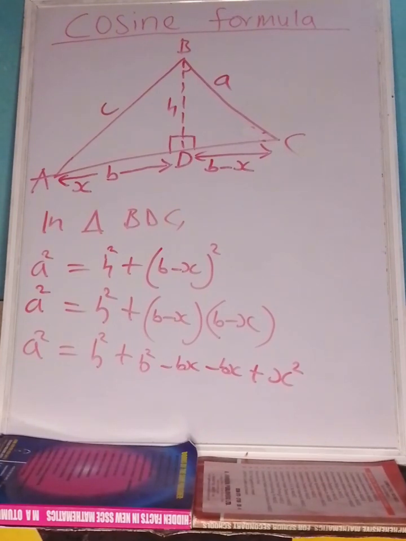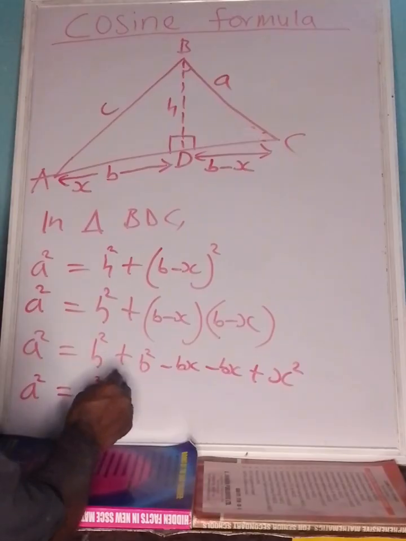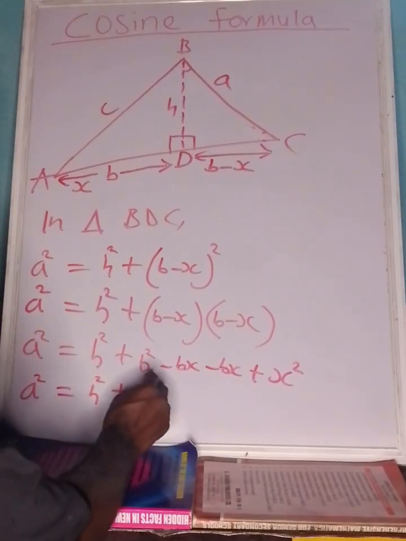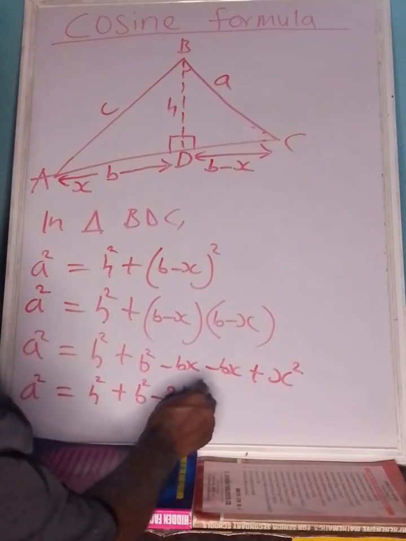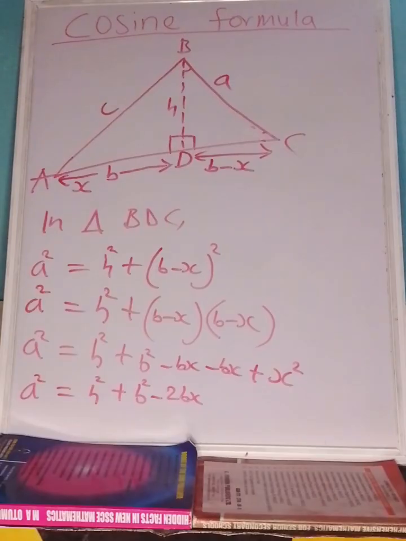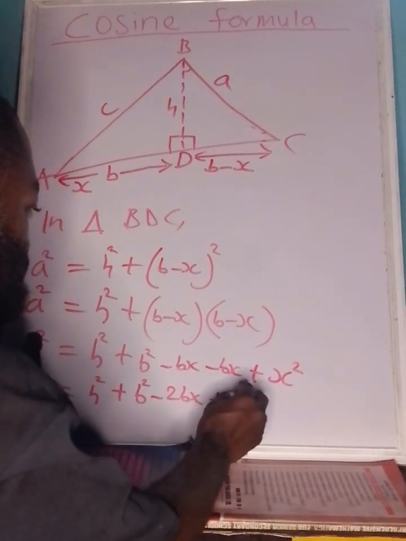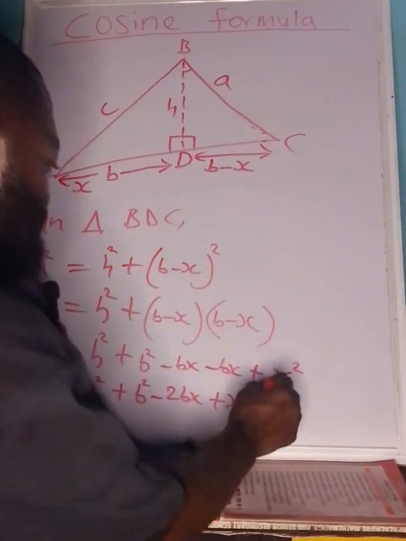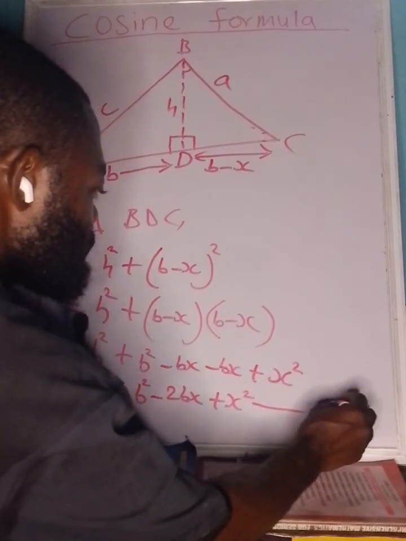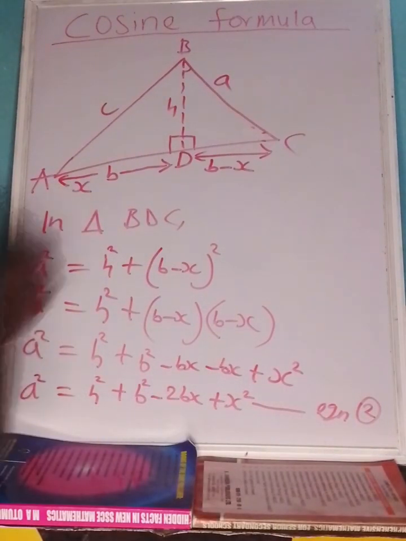Now, what do we do? Our a squared is equal to what? H squared plus what? B squared. Remember, minus bx will give us minus 2bx. You owe Mr. A bx. You owe Mr. B bx. How many bx do you owe? 2bx. That is what minus 2bx is. Plus x squared. We can name this as our equation 2, because we are dealing with the second right angled triangle.